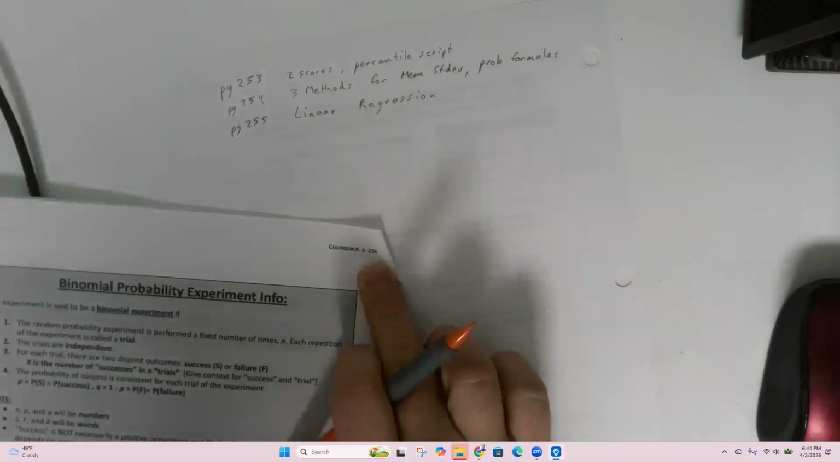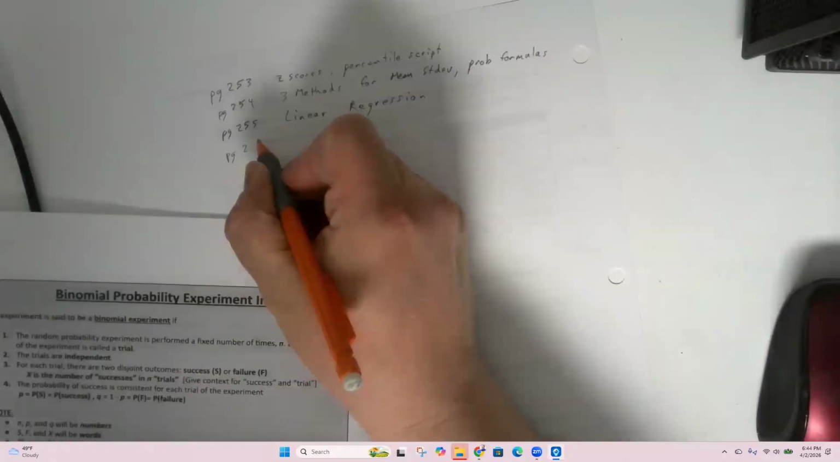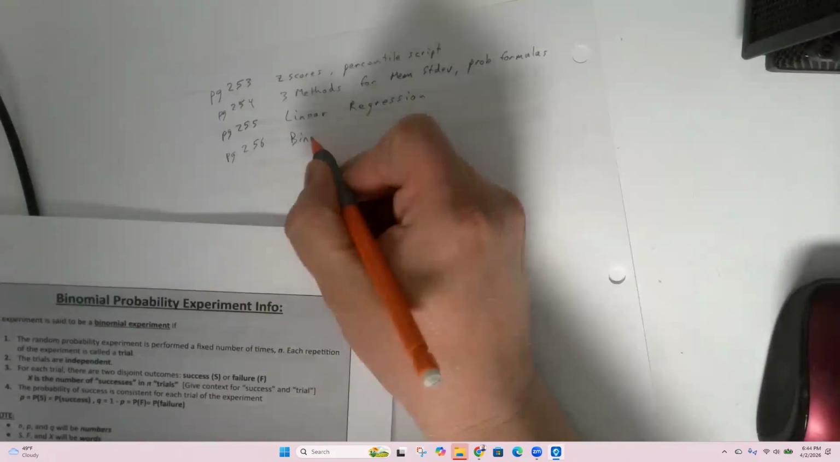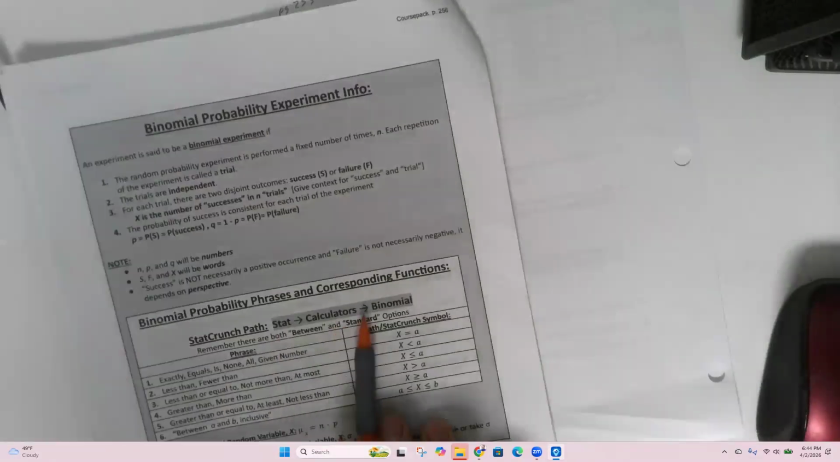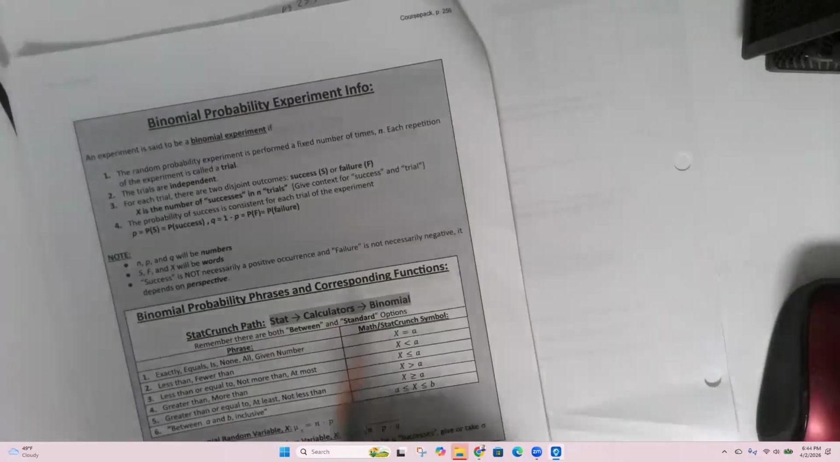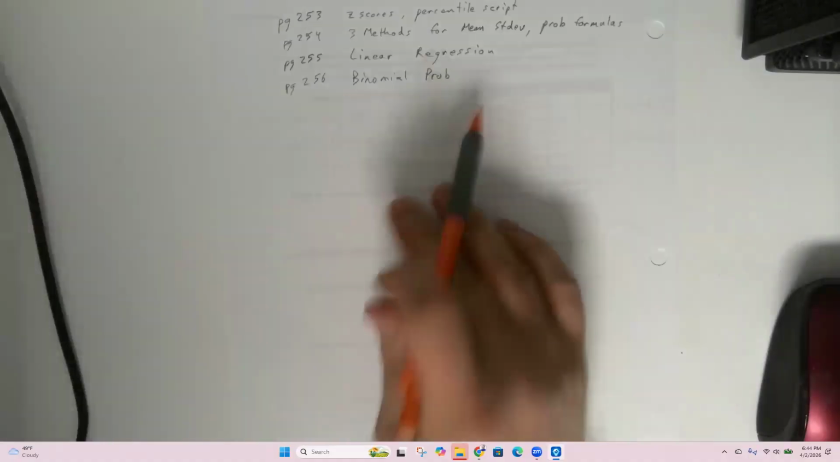So it's on page 256. That's binomial probability, right? And the stats for that is Stat, Calculators, Binomial, right? So anyway, I think this is helpful because that way on test day, you're not flipping through trying to find what page the formula is, right? Because there's a million formulas in here. It's great, so you don't have to memorize anything, but you do have to know where to find it, right? Okay. All right, I'm going to move on.